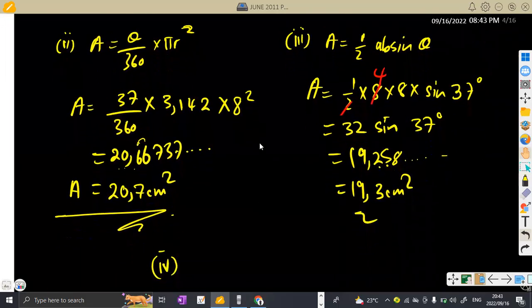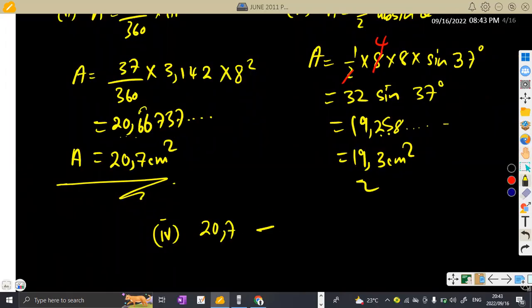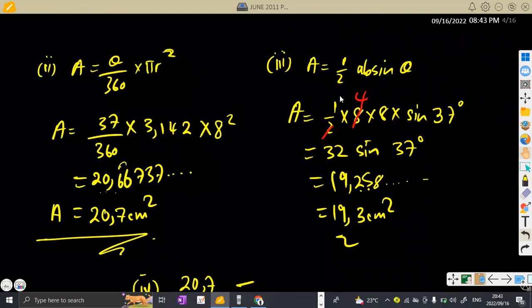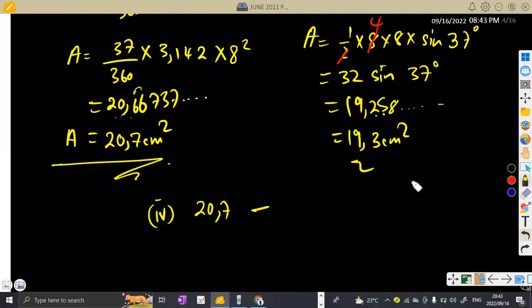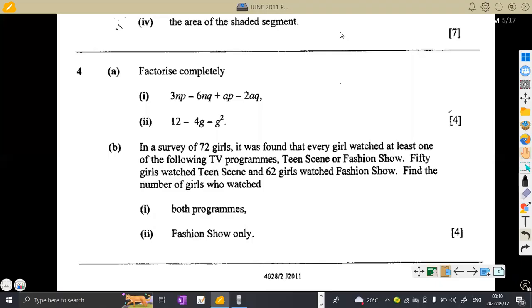We calculated the area of a sector. Here we got 20,7. So we're going to subtract these two, 20,7 square centimeters minus the area of a triangle, which we calculated here, and we got 19,3. So we're going to subtract 19,3. By doing this, we're going to obtain 1,4 square centimeters. That is the area of the shaded segment or the shaded region that we're given. So guys, make sure that you understand the concept that you're given. It can actually help when answering these questions. I think it's very, very important.